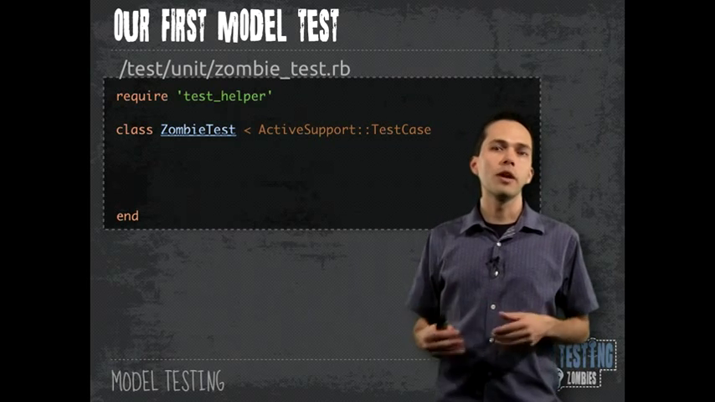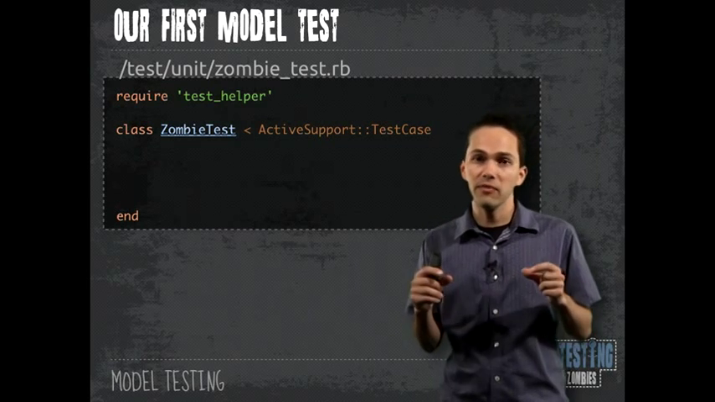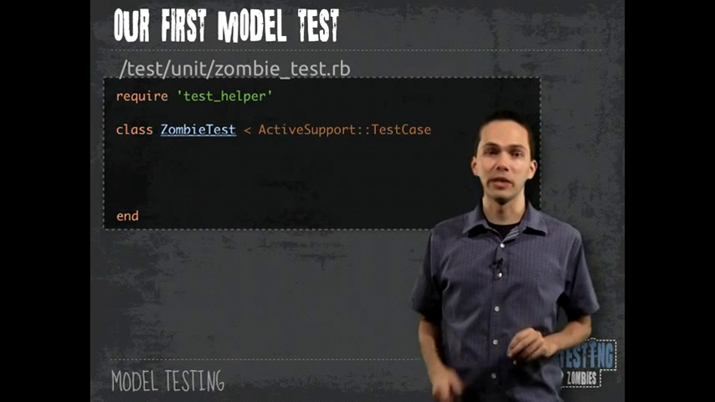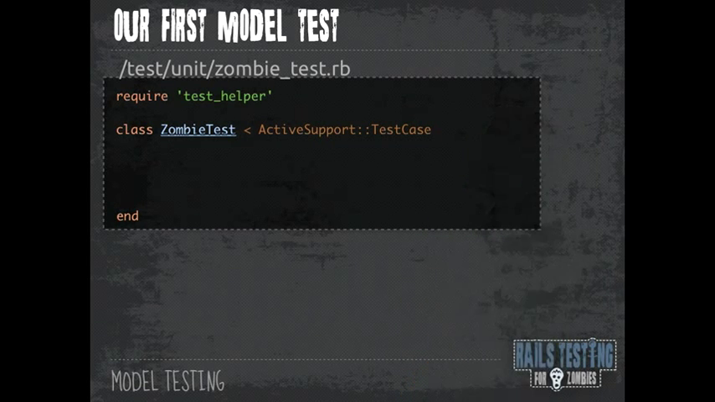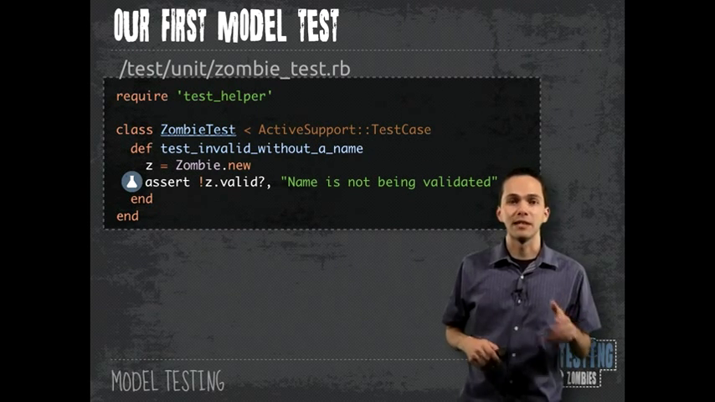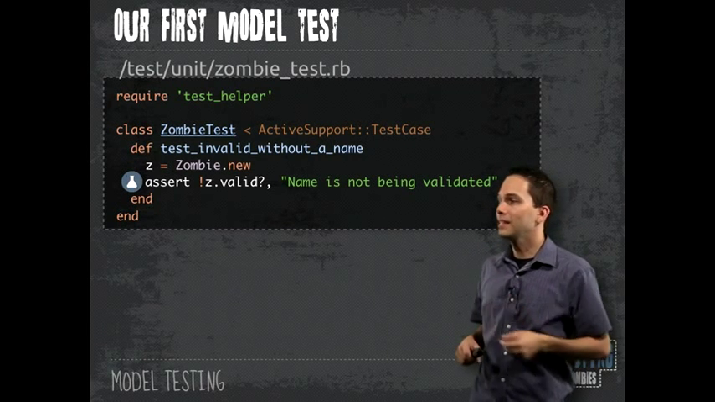So let's go ahead and create our first model test already. I'm pretty sure we're going to want to put a validation on the name field inside of our Zombie class. So let's write the test first before we write the implementation. So here we have a function called test_invalid_without_a_name. Inside there, we create a new zombie. And then we're going to assert that the zombie is not valid and specify a custom failure message, "name is not being validated."